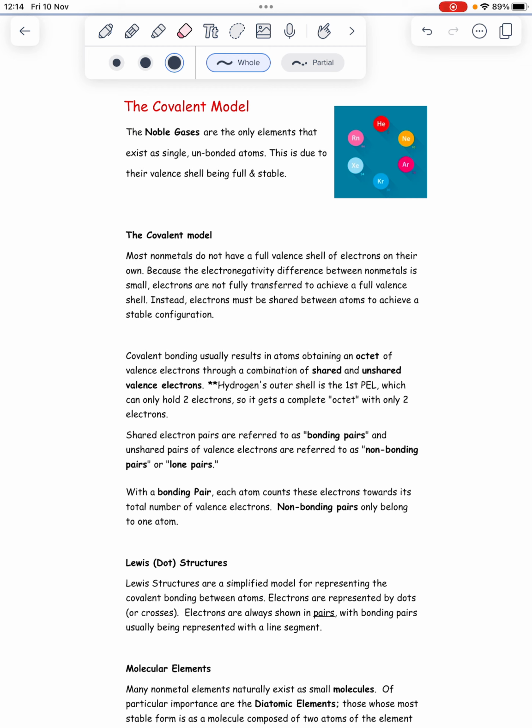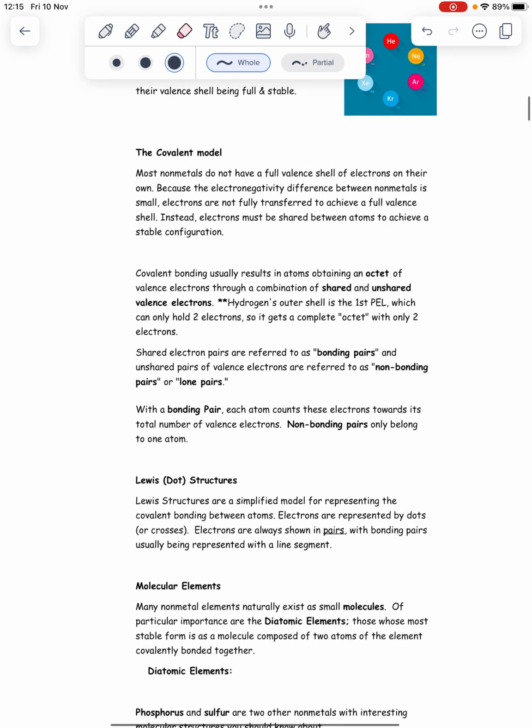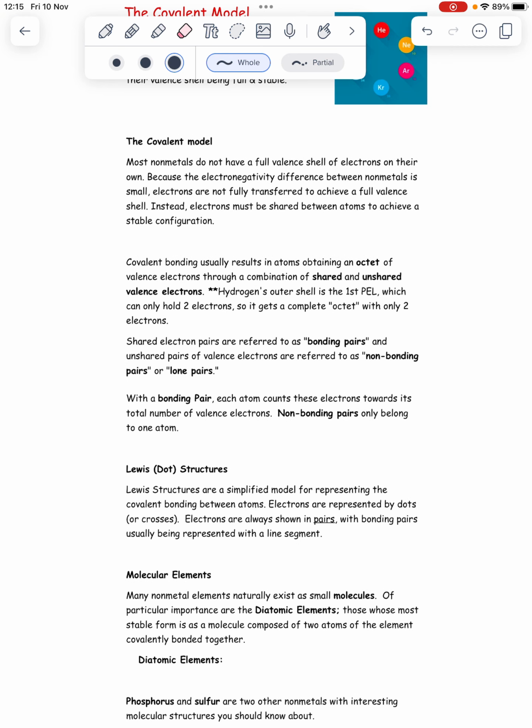Noble gases are nonmetals that do not bond. They've got the full outer shell of electrons. They're stable as they are. So with a few rare exceptions, noble gases basically do not bond. But pretty much every other nonmetal does bond. And when it does that with other nonmetals, including itself, it bonds covalently, so through sharing electron pairs.